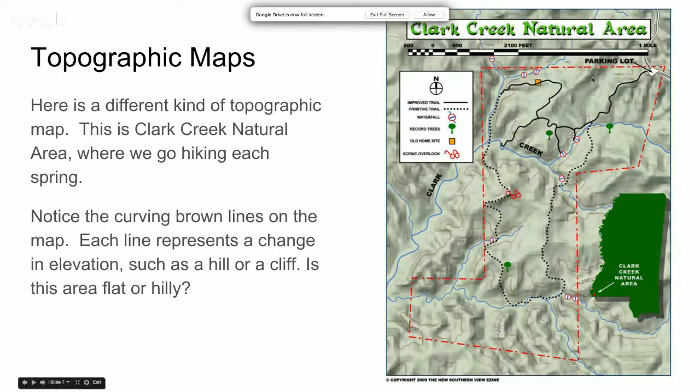So here you can see what a topographical map would look like. This also has a map of the trails in the Clark Creek natural area, and a little icon to show where the waterfalls are. What would the land look like where there's a waterfall? What would the elevation look like? Yes. High, but really flat at the same time. It would be a high spot with a low spot right underneath it, right? So that's why it looks like that on this map.